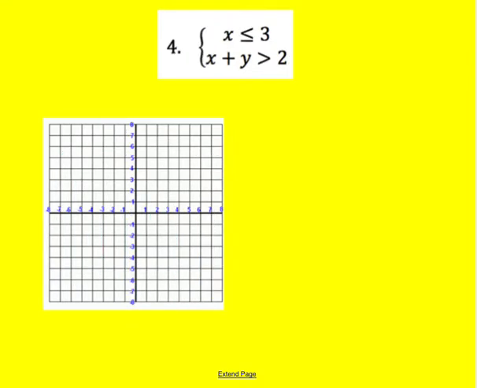So first I have that x, just x again. Remember, that's a vertical line. So we're going to find x at 3 on the x-axis, and I'm going to draw a vertical line. Now notice my line is solid. That is because there's a solid line underneath the inequality. And then we're going to shade to the left because x is getting smaller as you go to the left.